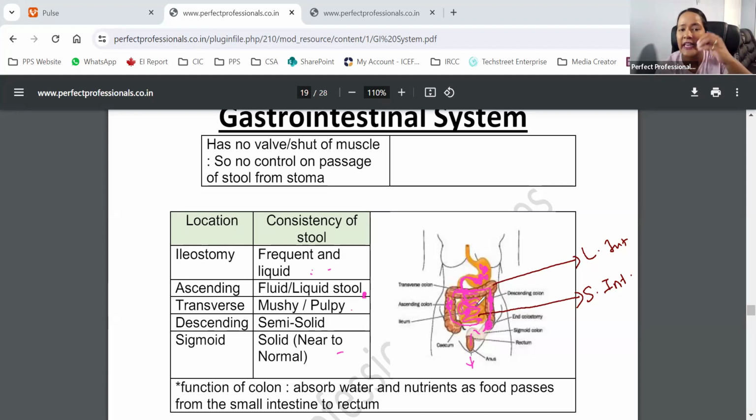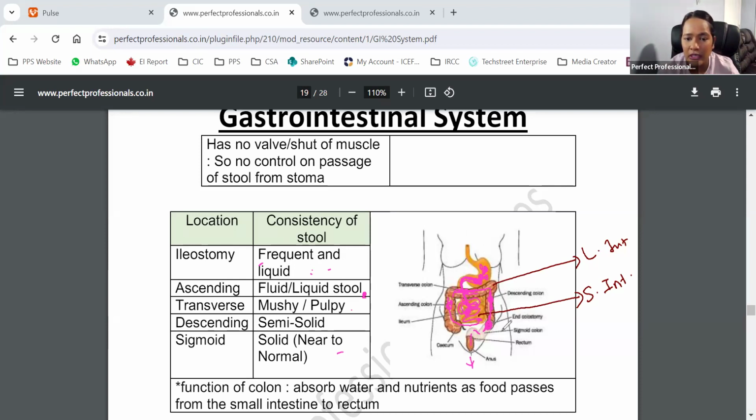It's getting absorbed, so that's why we are getting a liquid and why it's frequent. As soon as we eat, after 30 to 40 minutes it started going down, so something or other keeps coming out. So that's why it's frequent.